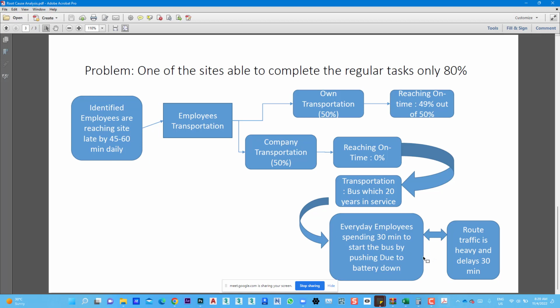There is no battery, and there are also multiple other root causes. Another one is that the route he is picking has heavy traffic. During that time it is delaying 20 to 30 minutes. So there are multiple root causes of this 20% delay, and next he is going to execute the solutions he is taking.